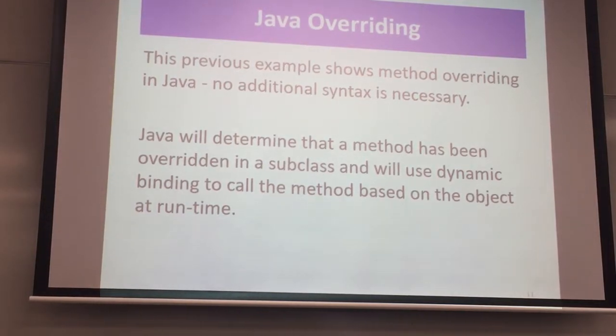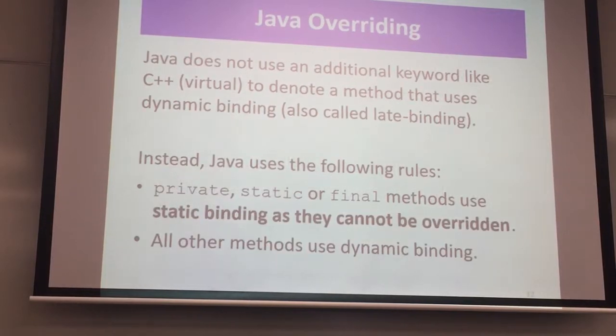Okay. Everything is a reference, and therefore polymorphism is the default behavior of Java. So there are no special keywords for dynamic or late binding.